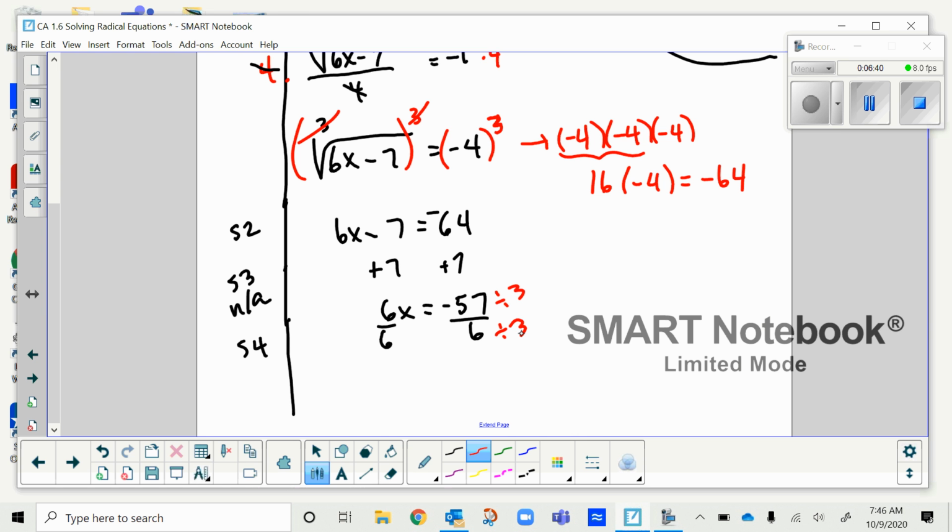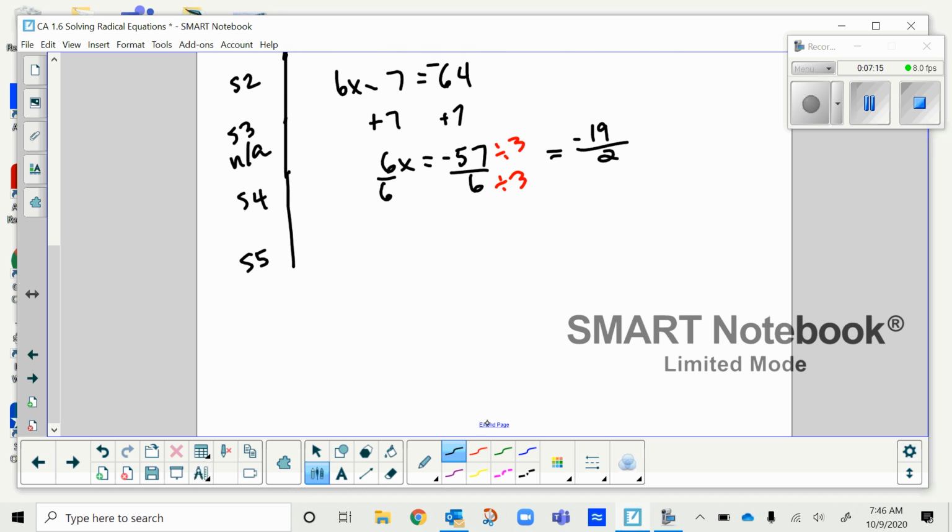And a quick mental tip. If you're ever trying to figure out a number to simplify a fraction by, if you were trying 3 on this, you know that 3 goes into 6. That's easy. But the 57 on top in the numerator, if you add the digits, like 5 plus 7 is 12, and since 12 is divisible by 3, 57 is also divisible by 3. That goes for any number. So that will give me -19/2. And step 5, if you go look at your step 5, it says to check for extraneous roots.